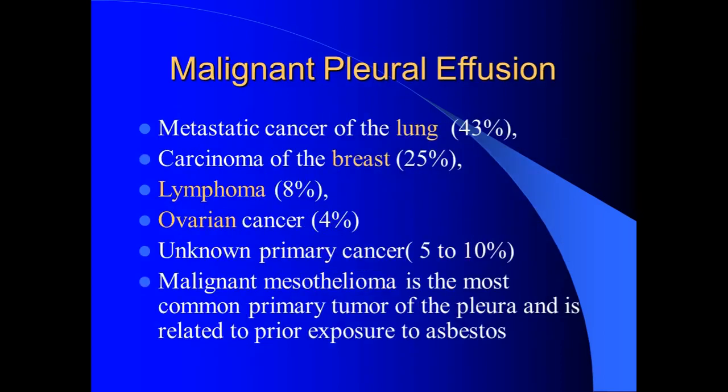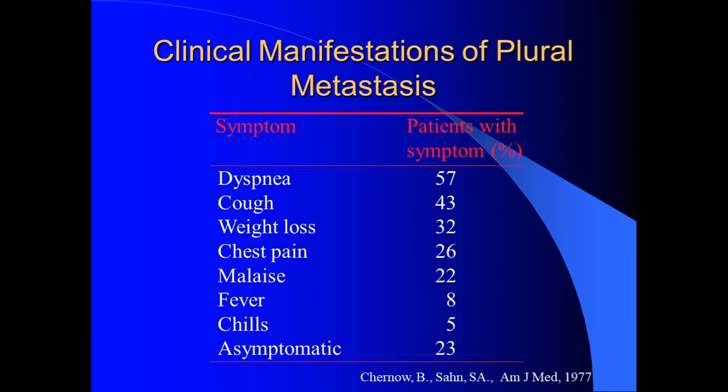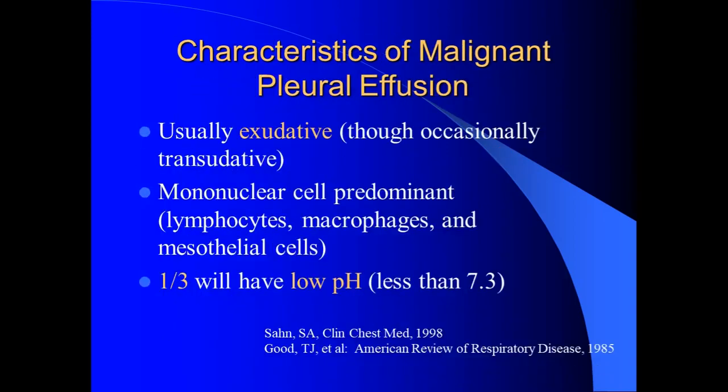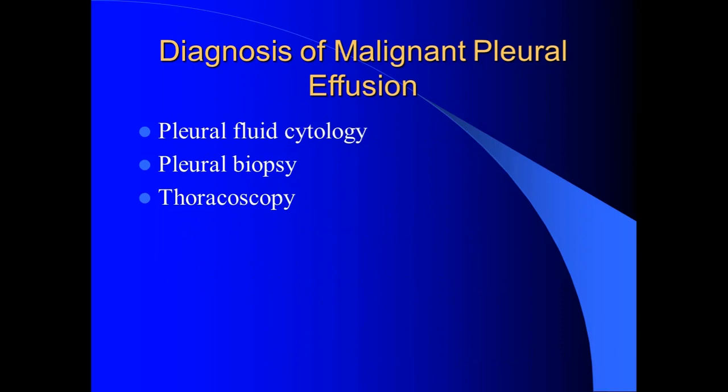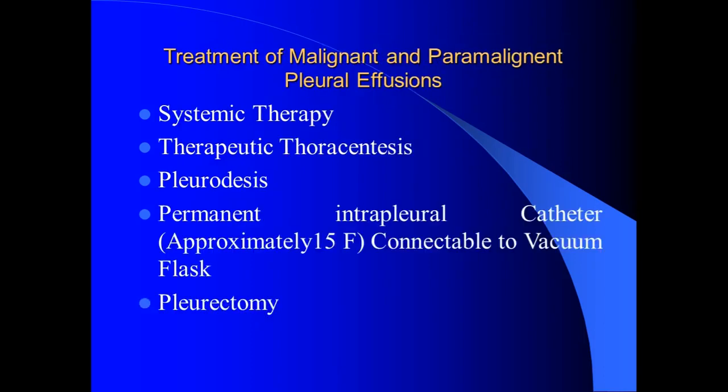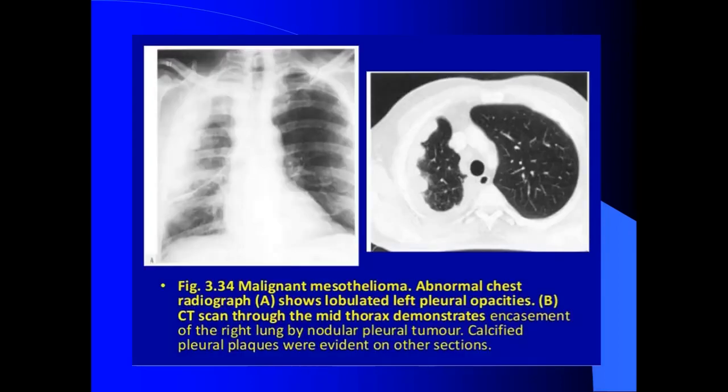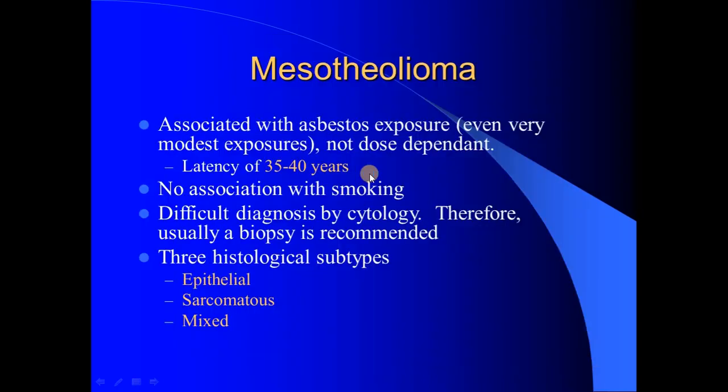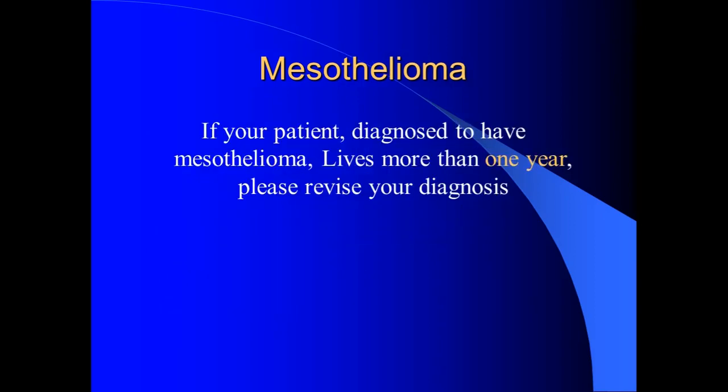Malignant pleural effusion: metastatic cancer or carcinoma, sometimes lymphoma, or a non-primary cancer. It is usually a lymphocytic exudative pleural effusion, diagnosed with pleural fluid cytology, pleural biopsy, or via thoracoscopy. We see here a patient with very thickened nodularity of the pleura in a case of malignant mesothelioma. We have three histological subtypes: epithelial, sarcomatous, and mixed.